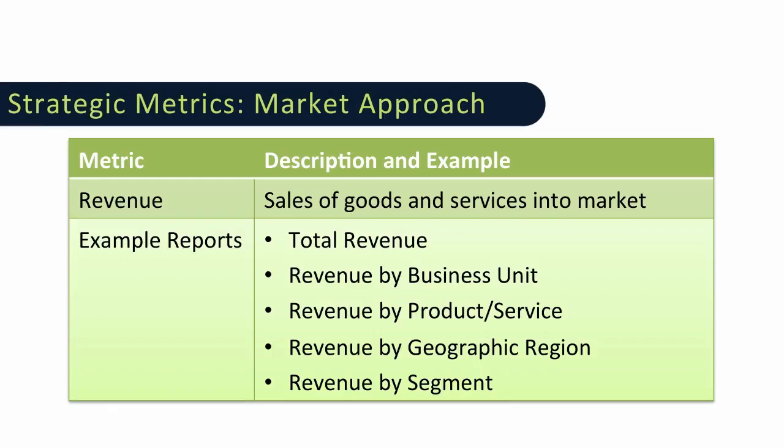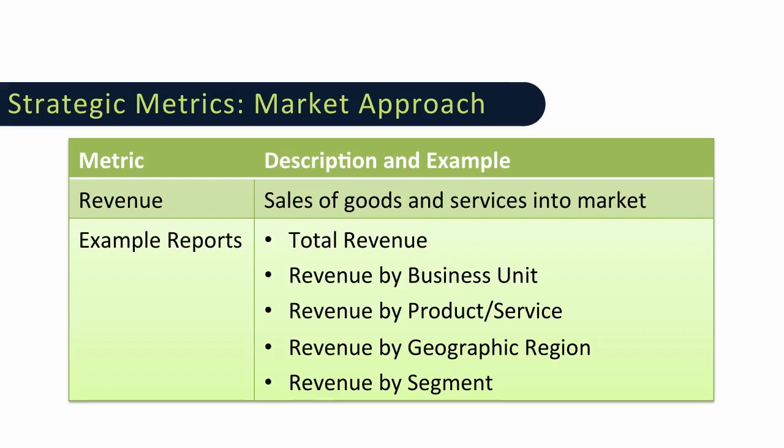We start with revenue. Companies typically examine a variety of revenue reports, such as the ones listed. Total revenue tracks how our company fares against its competitors. Revenue by business unit is used by large companies to track revenue of its various businesses or business units to identify the success of each.